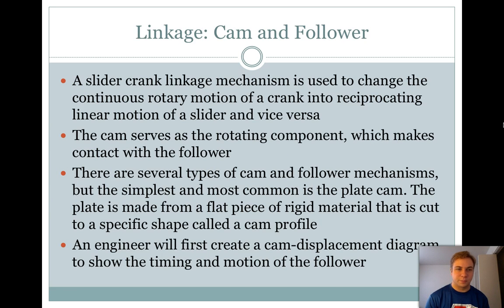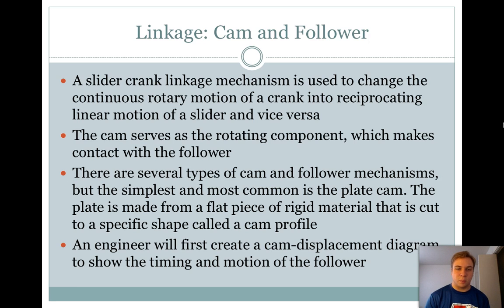Cam and follower. A slider crank linkage mechanism is used to change the continuous rotary motion of a crank into reciprocating linear motion of a slider and vice versa. The cam serves as the rotating component which makes contact with the follower. There are several types of cam and follower mechanisms, but the simplest and most common is the plate cam.